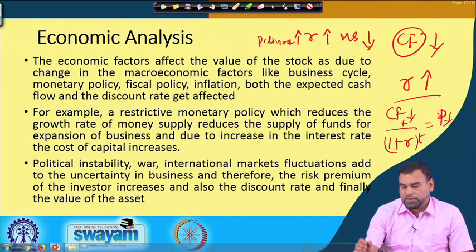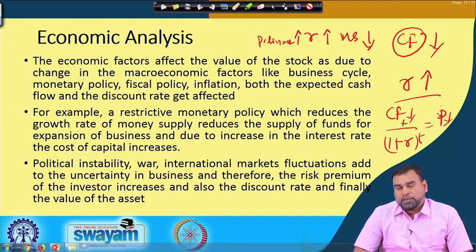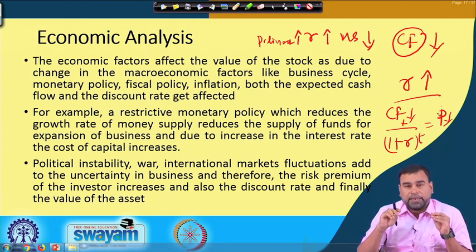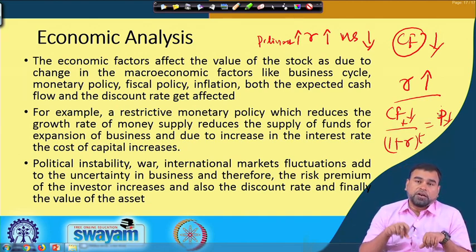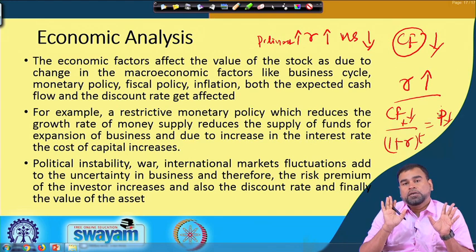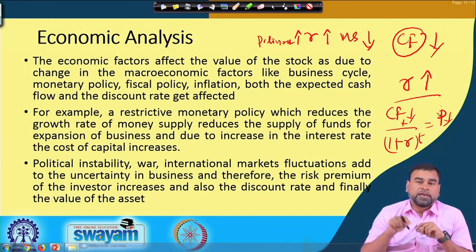So in this context, what we are trying to say is that here I have given the example of money supply. You can take any example. If there is a change in the interest rate, it gets affected. If there is a change in the inflation rate, it gets affected. If the growth rate of the economy changes, then what will happen? It will also have an impact upon the cash flow as well as the discount rate, and at the end of the day, the price of that particular asset gets changed.